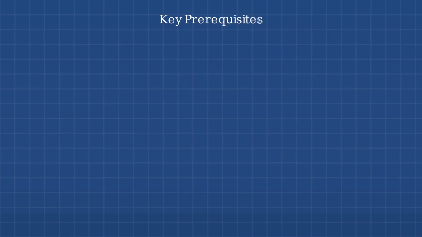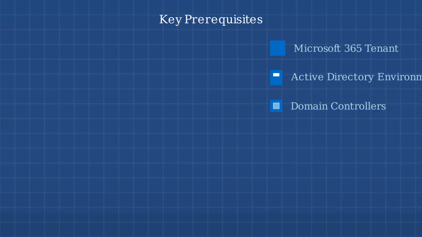To get started with Microsoft Defender for Identity, you'll need three key components: an active Microsoft 365 tenant, a configured Active Directory environment, and domain controllers that meet the hardware and software requirements. Microsoft Defender for Identity connects your on-premises Active Directory infrastructure with cloud-based security analytics. The architecture includes sensors deployed on your domain controllers that monitor network traffic and forward it to the cloud service for analysis.